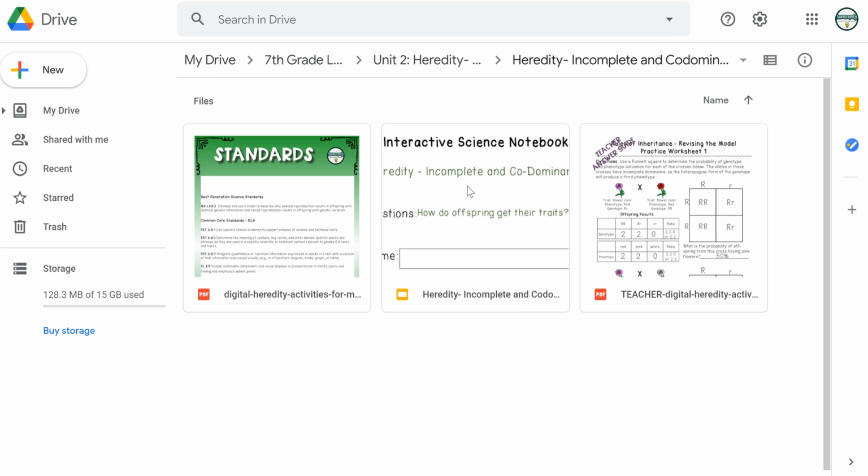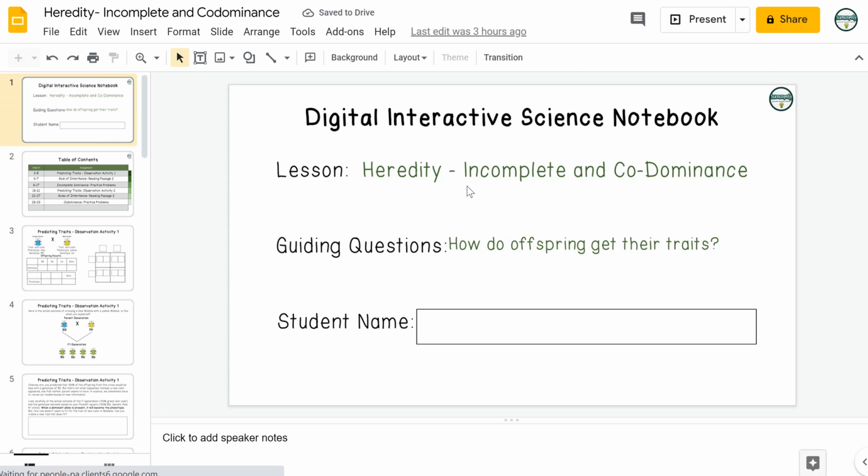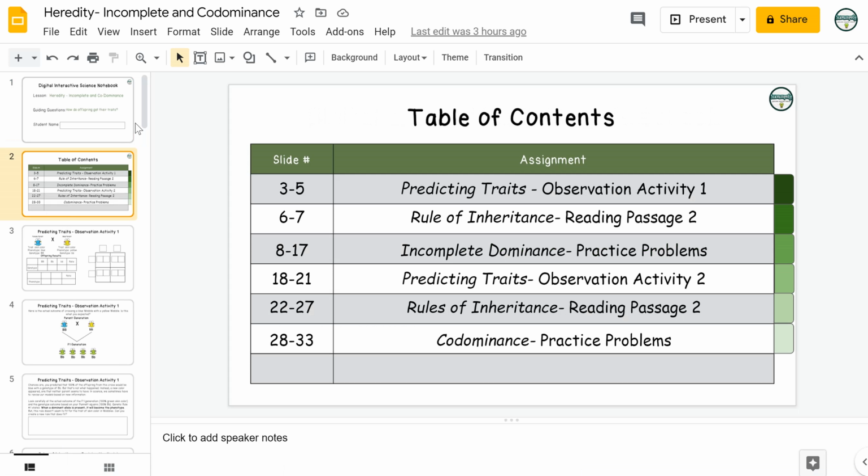So we'll go ahead and dive into the student notebook, which is what the students will be completing in this lesson. And like with the other ones, once you have your copy of this, you can split it up, which for some students might be a helpful thing to do. You can use your table of contents as a guide as to which slides to split up and then assign out. So for example, you could assign out slides 3 through 5 first as its own assignment, and then 6 through 7 and so on.